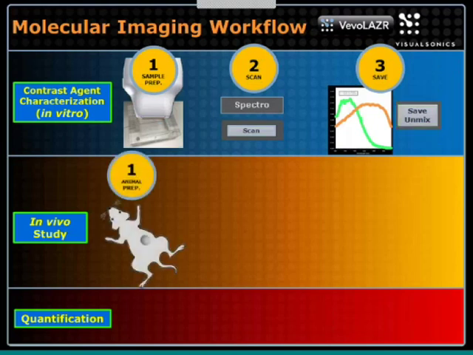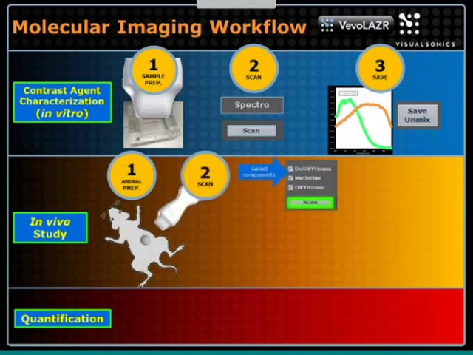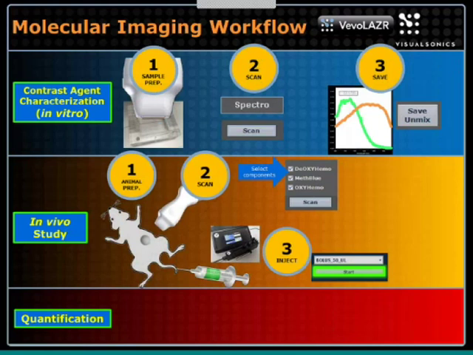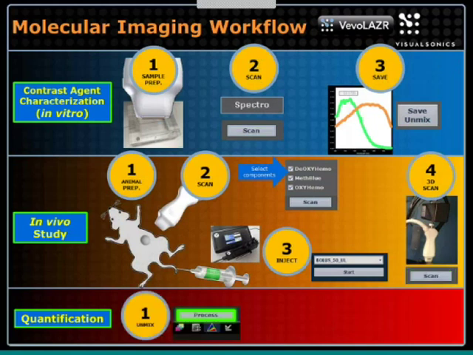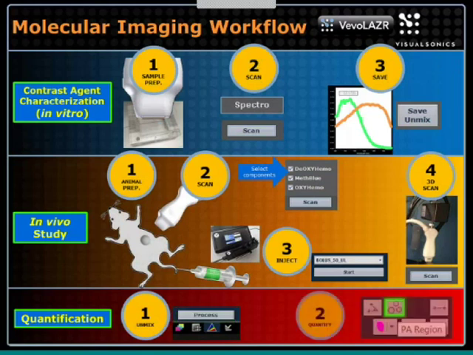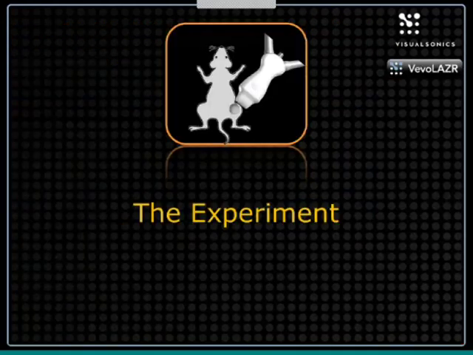We then do our in vivo study. So we prepare the animal, we select our components, and we do the scanning. We've got an infusion pump, which I'll talk about, with which we can do the infusion of the contrast agent, and then we can scan in 3D. We then go on to the quantification stage, where we do spectral unmixing, and I'll talk about what that is a little later, and then quantification of the spectrally unmixed signal, again, in 2D and 3D. So this is the overall workflow for this experiment that I'm going to talk about. We'll get into that right now.